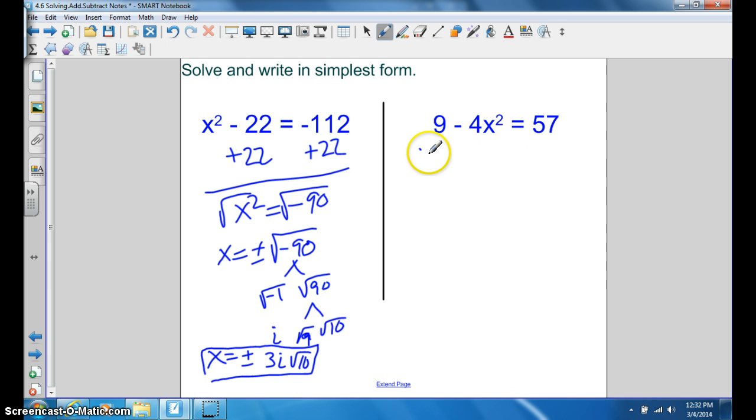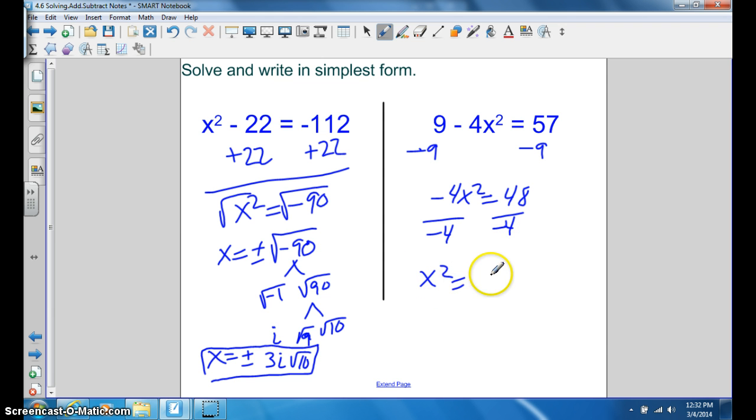And for our next one, we have to subtract 9 from each side. So we get negative 4x squared equals 48, and divide by negative 4. So x squared equals negative 24. Sorry, not 24. 12.